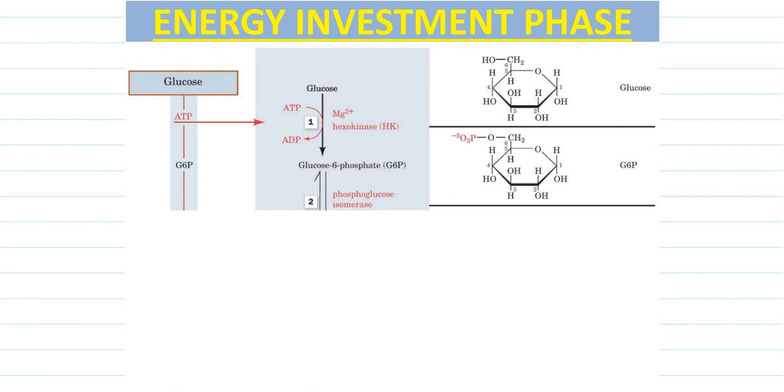You will notice that all the enzymes involved in the irreversible steps of glycolysis have names ending with the word kinase. As you can see here, the name of the enzyme is hexokinase or glucokinase. You must also be wondering why there is a presence of magnesium. So let me explain.